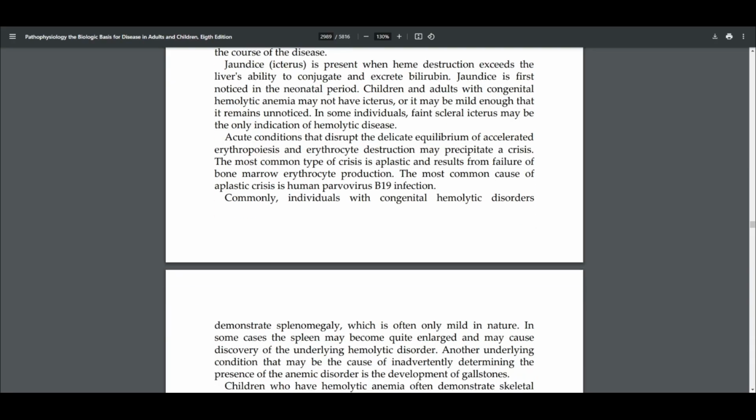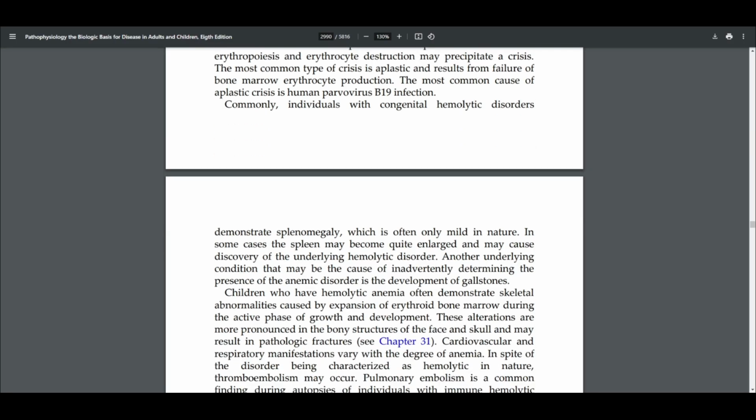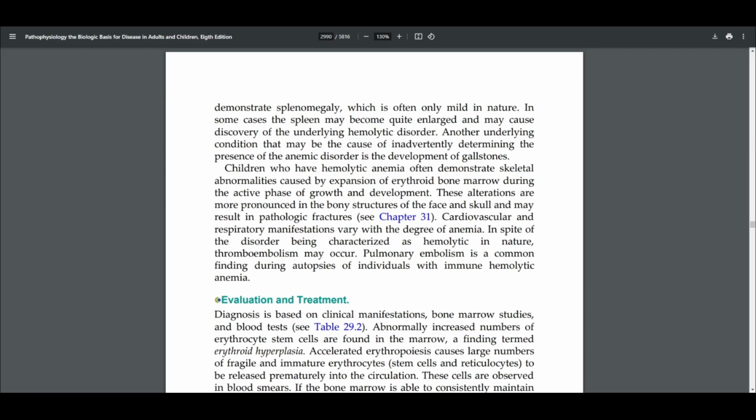Acute conditions that disrupt the delicate equilibrium of accelerated erythropoiesis and erythrocyte destruction may precipitate a crisis. The most common type of crisis is aplastic and results from failure of bone marrow erythrocyte production. The most common cause of aplastic crisis is the human parvovirus B19 infection.